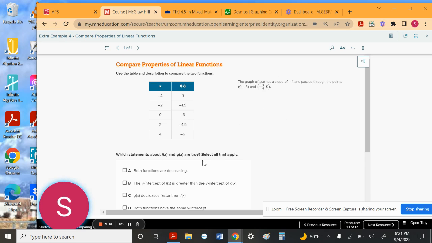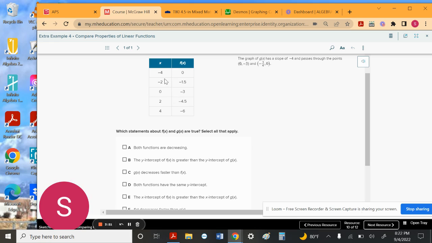Okay, so which statements about both of them are true? So as x increases, f of x decreases. So as x gets larger to the right, f of x goes down. So that's decreasing, correct. A slope of -4 means that the line is going down. So they are both decreasing. The y-intercept of f of x is greater than the y-intercept of g of x. Well, the y-intercept is when x is 0, so it's -3. So 0, -3. This one, they're the same. So it's not greater.